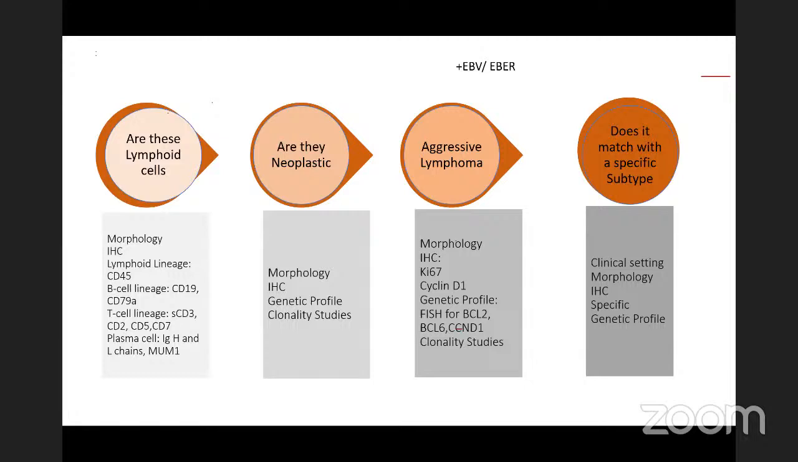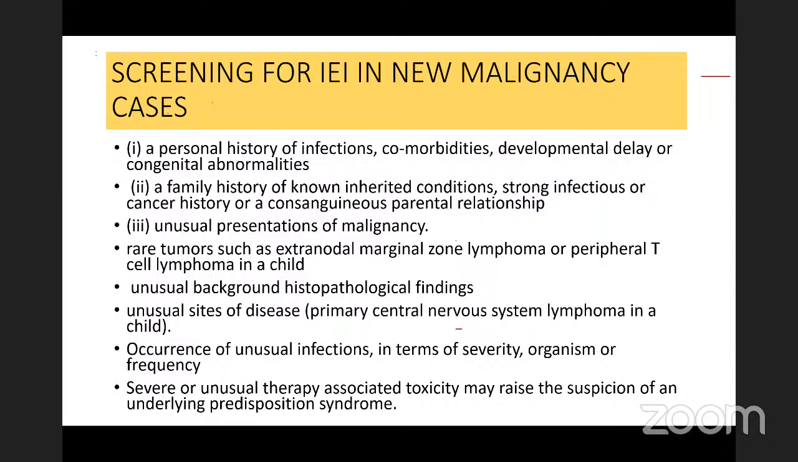So going from proving it's lymphoid cells, neoplastic lymphoproliferation, aggressive lymphoma, and a very specific peculiar type like EBV positive diffuse large cell lymphoma is not an easy job, requiring a very big battery of immunohistochemistry and cytogenetic analysis, and a clonality study is useful as well.